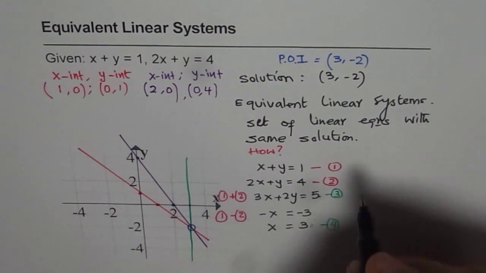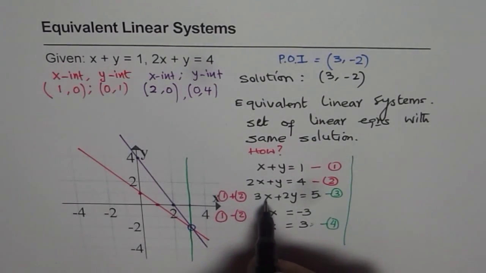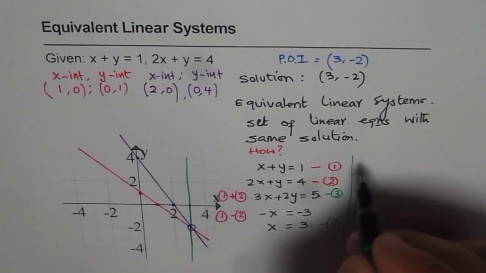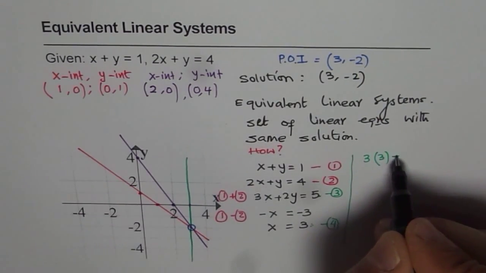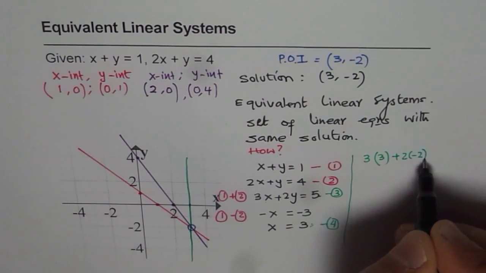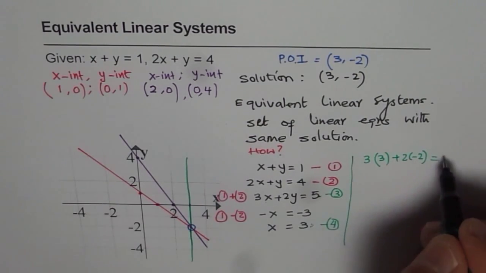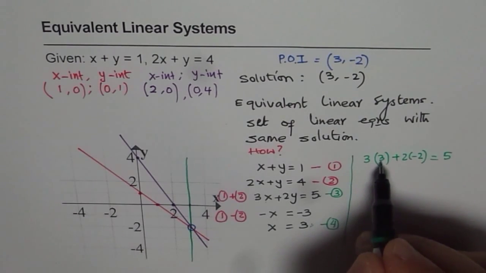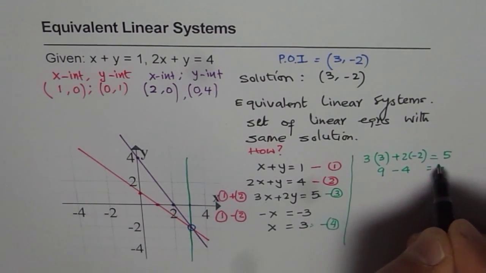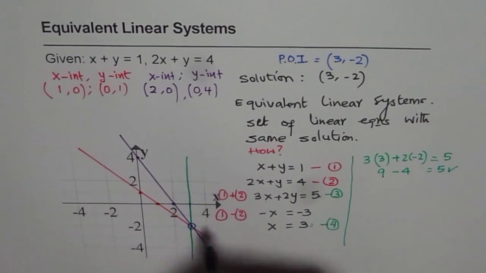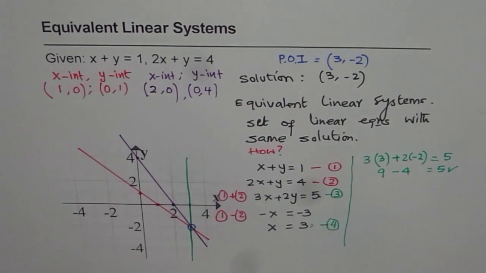So let me write (3, -2) in the second equation. That means 3 times 3, which is the x value, plus 2 times minus 2. What do I get? Do I get 5? 3 times 3 is 9, right? And minus 4 is indeed 5, correct? So this point lies on this equation, right?